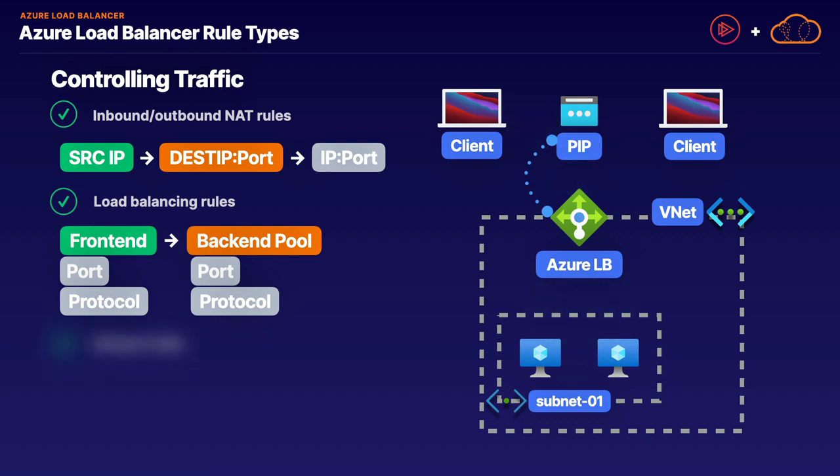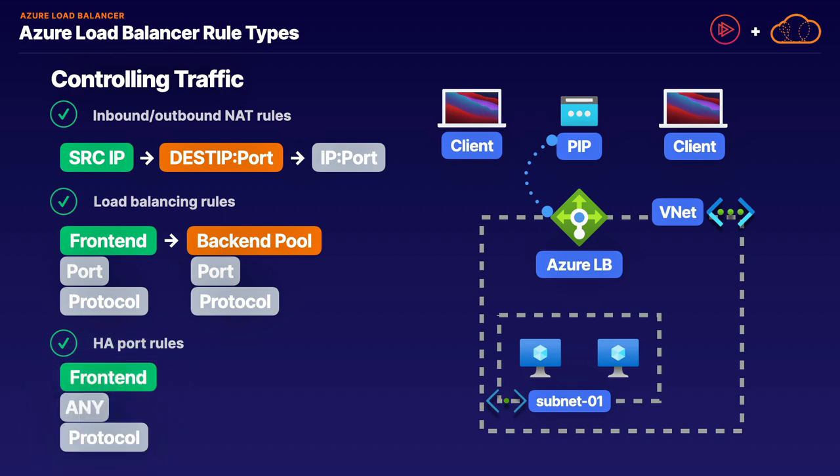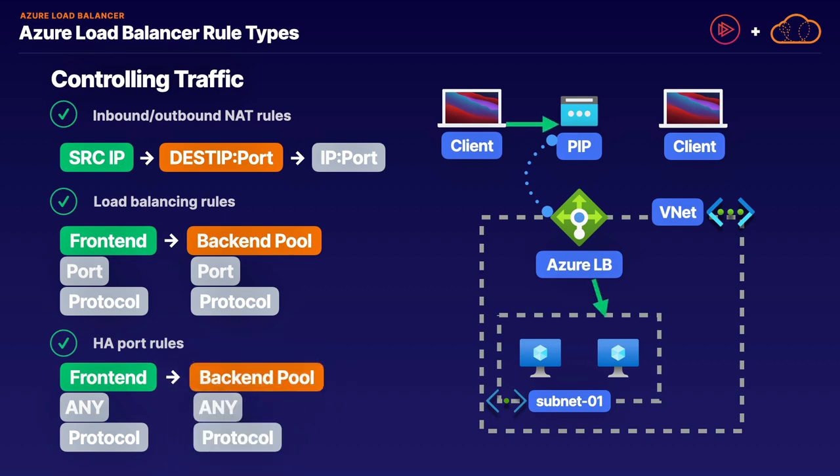And then we have our HA port rules. These HA port rules are our any-to-any ports that balance traffic. They work like our load balancing rules, but they take any-to-any port from the front end and send it to the backend pool. This is so that we can have highly available load balancing on any port for those resources in our backend pool.